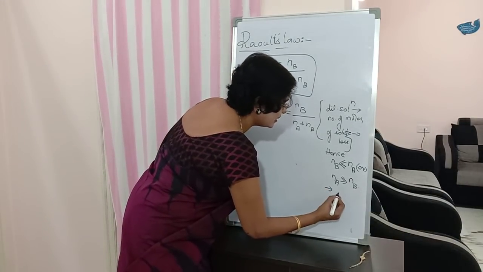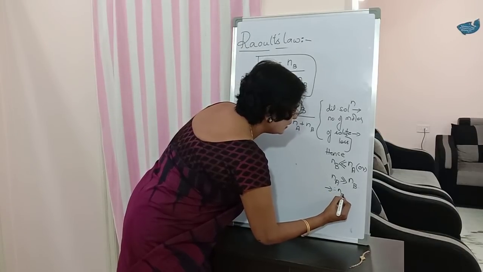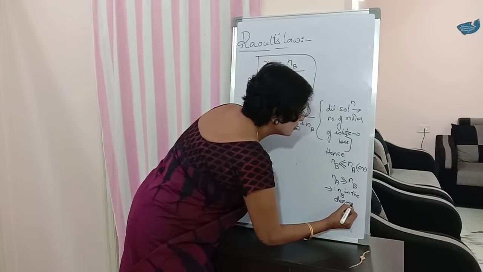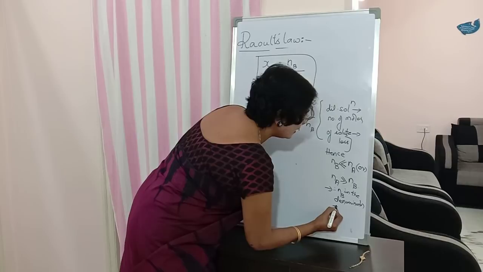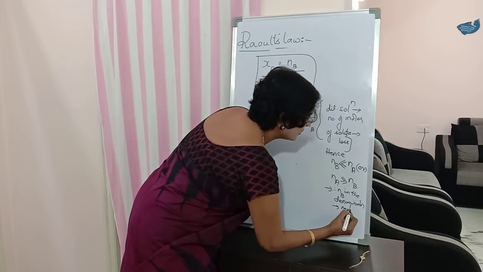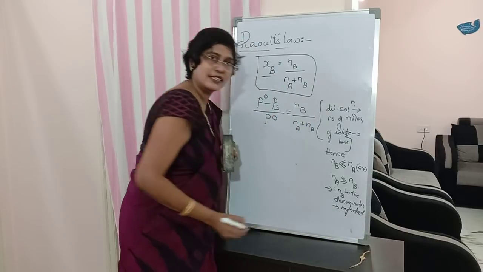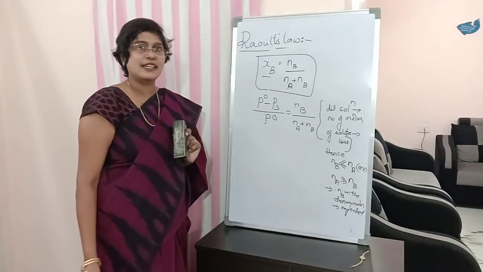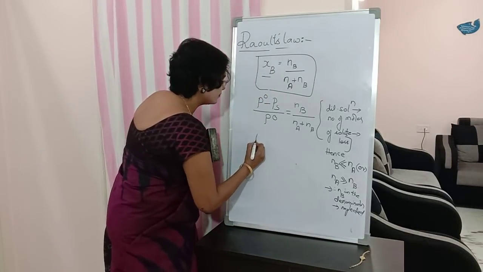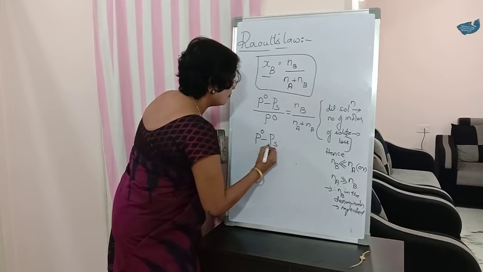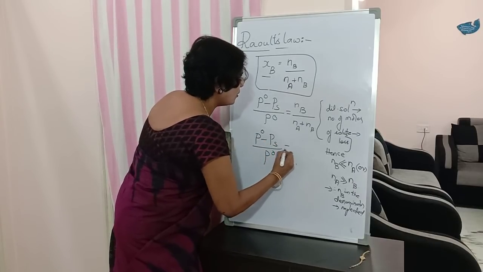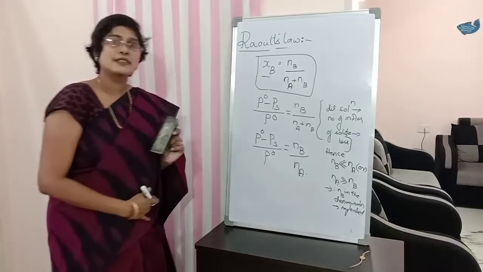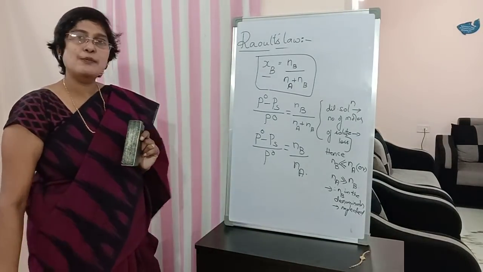So here you also write this one. Therefore, Nb in the denominator can be neglected. Can you see, students, here? Therefore, Nb in the denominator can be neglected. So this becomes now P0 minus Ps by P0 is equal to Nb by Na. Okay. So this is equal to Nb by Na.